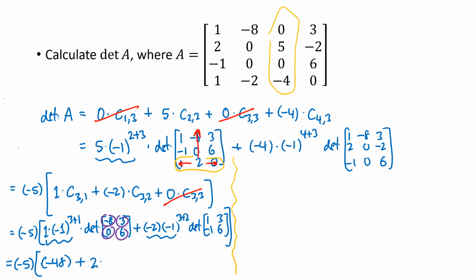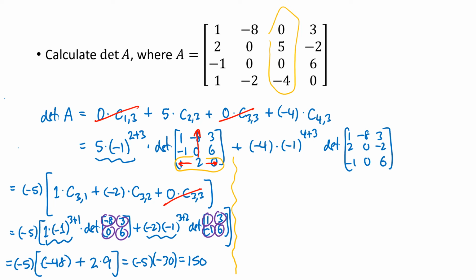And then this 2 by 2 determinant is 1 times 6 minus 3 times -1. So that's 6 minus -3, which is 9. So inside those brackets, I have -5, and then -48 plus 18 is -30. So this half of my answer is 150. All right, so we're almost there.